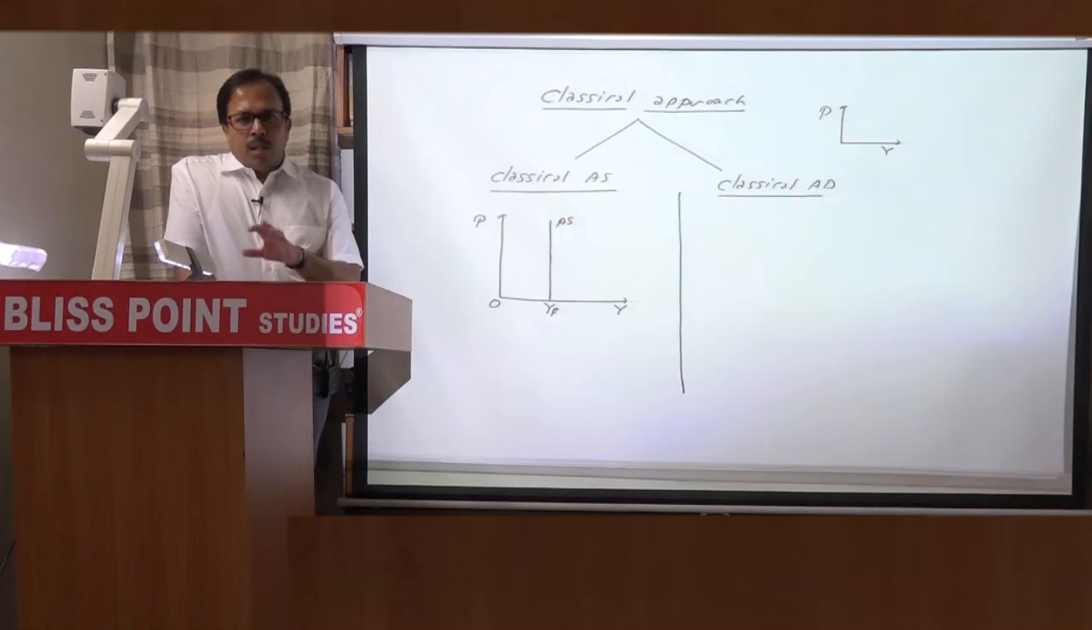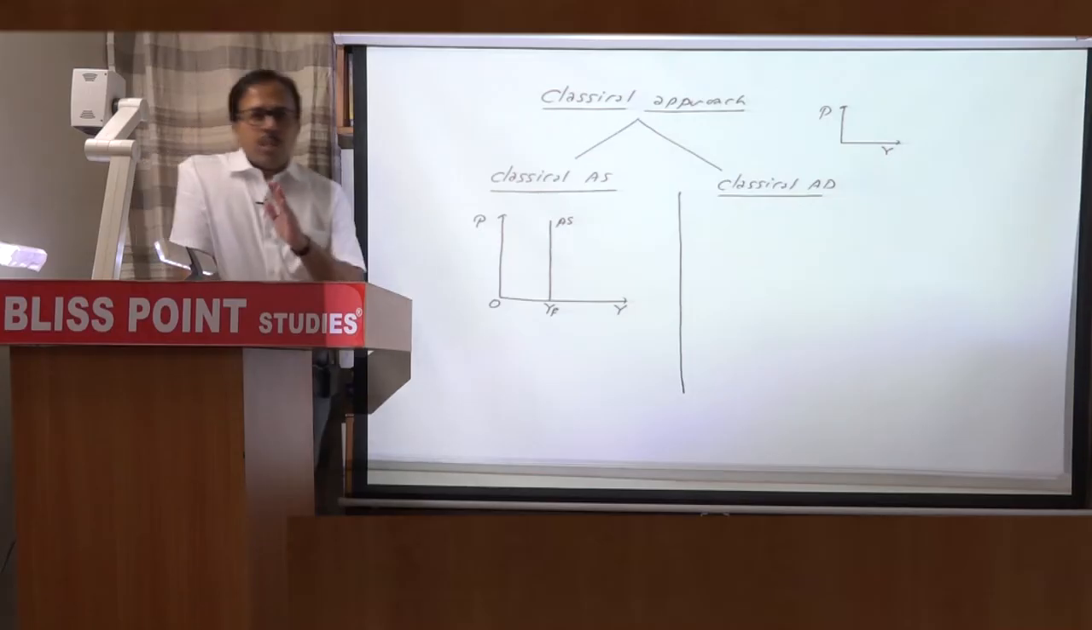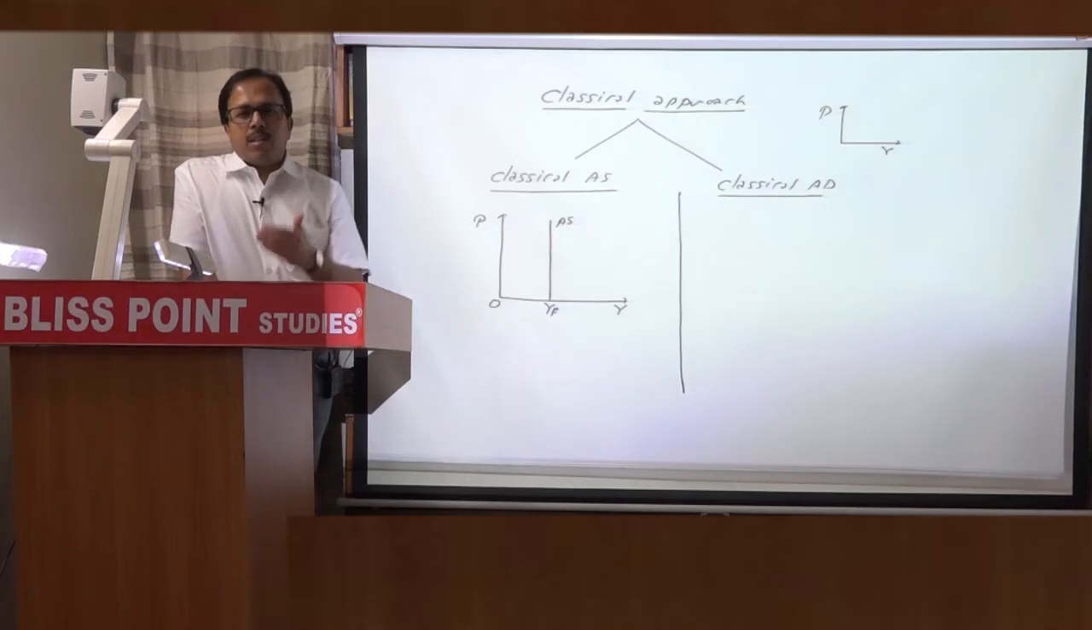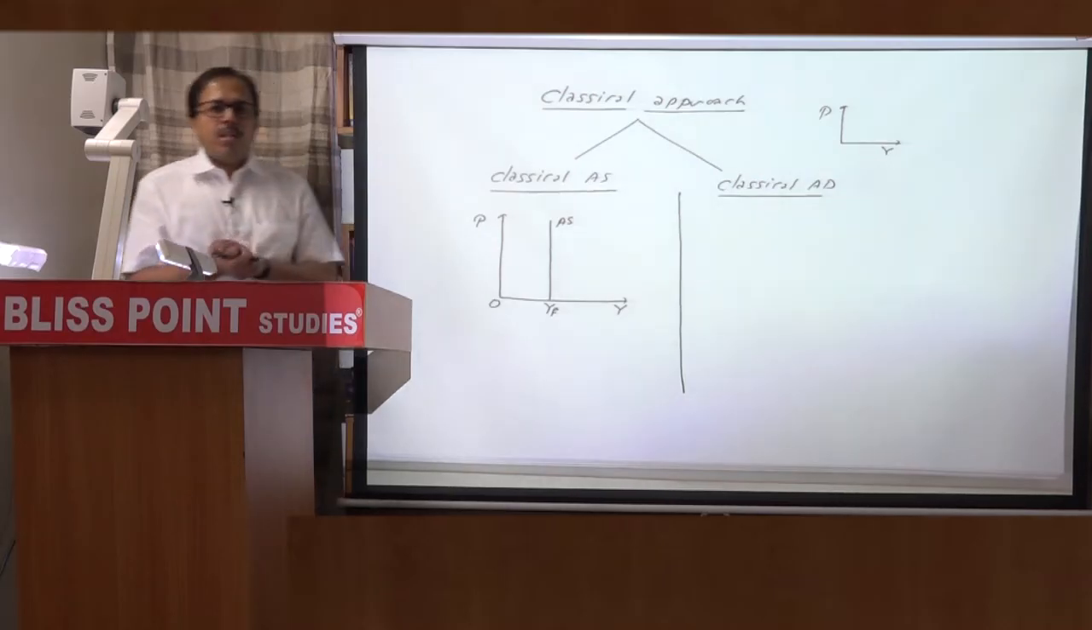An important part of the classical approach is the classical dichotomy. Dichotomy means there is a separation. There is a separation between the real variables of the economy and the nominal variables of the economy. I repeat, classical dichotomy is a theoretical separation between the real variables of the economy and the nominal variables of the economy. Now the question comes, what is real and what is nominal? Real means it is in physical terms, and nominal means it is in monetary terms.